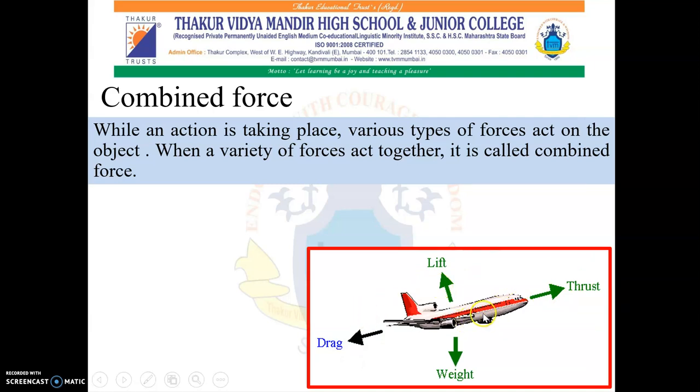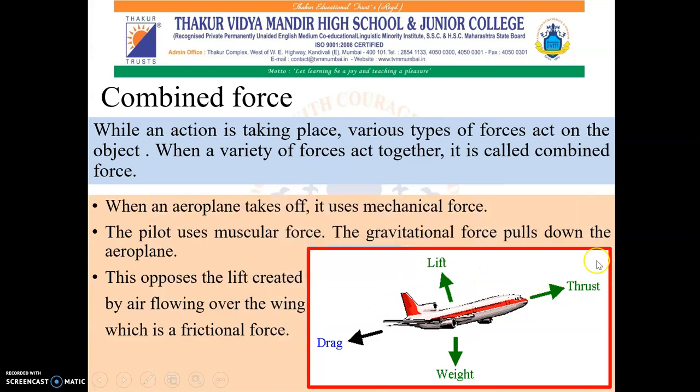When an aeroplane is flying in the sky, several forces are acting on it at the same time. And when a variety of forces act together, it is called a combined force. When an aeroplane takes off, it uses mechanical force and the pilot uses muscular force. So this mechanical force and muscular force together create a lift and a thrust. Thrust means it is being pushed towards the upward direction. So because of the mechanical force and the muscular force, the lift and thrust are created, which is trying to pull the aeroplane in the upward direction.